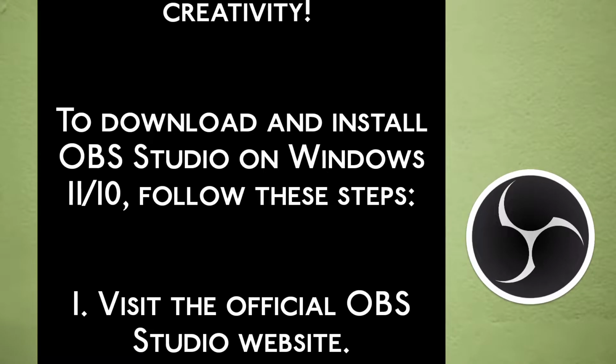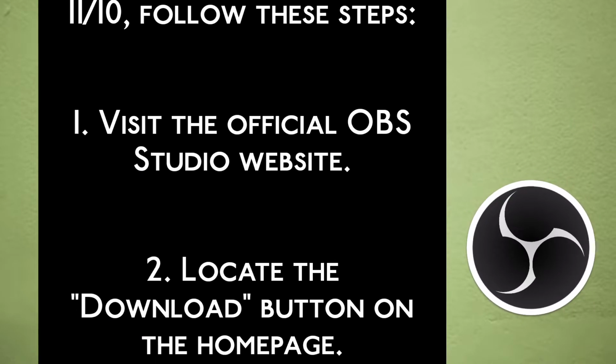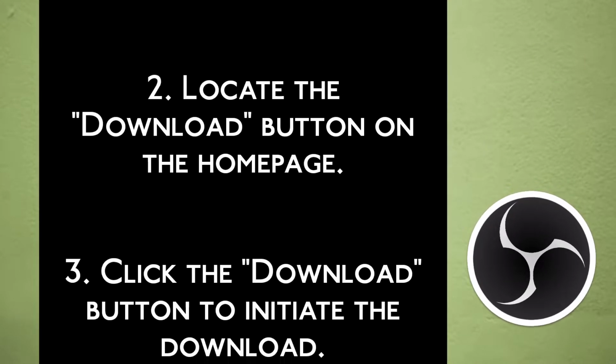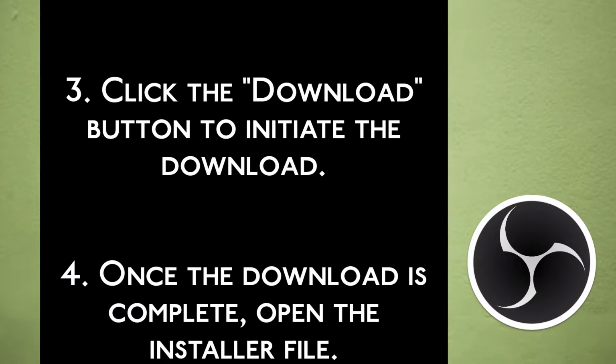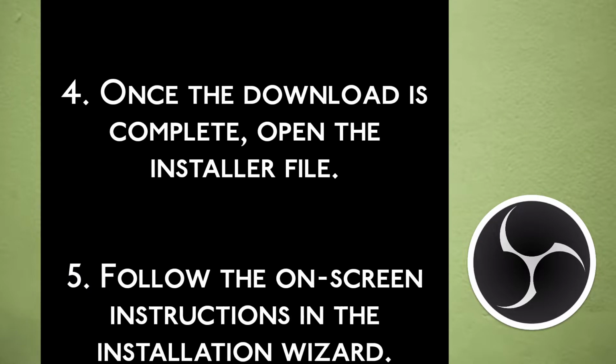To download and install OBS Studio on Windows 11 or 10, follow these steps. Step 1. Visit the official OBS Studio website. Step 2. Locate the download button on the home page. Step 3. Click the download button to initiate the download. Step 4. Once the download is complete, open the installer file.